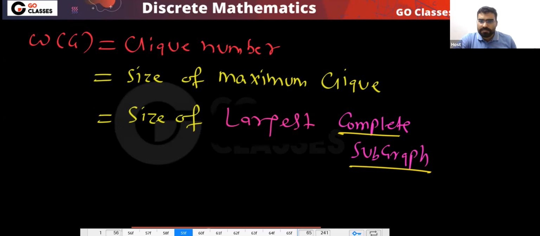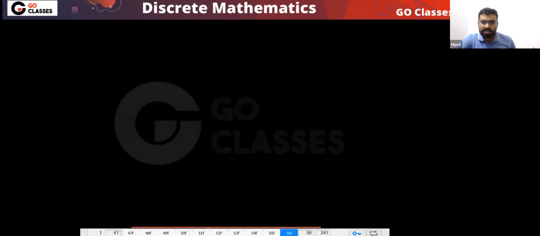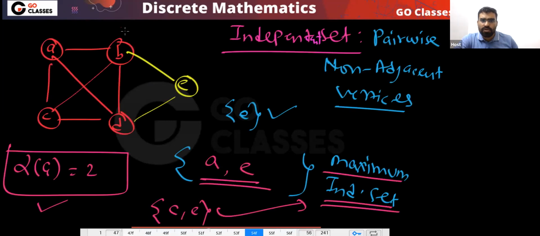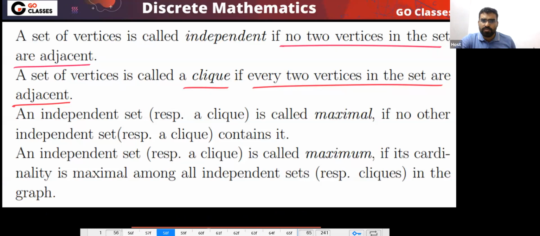Priyanshu is asking, is the clique number plus the independence number equal to the order? No, Priyanshu, you can see in this example the clique number is actually 4 and the independence number is 2. The total is 6. So this statement is not true.